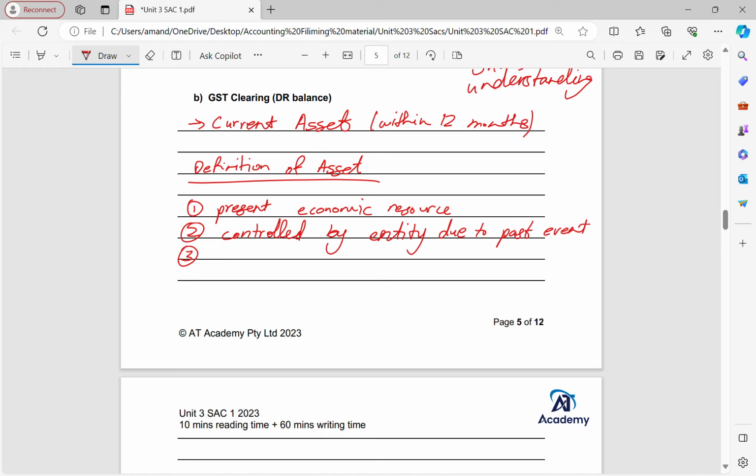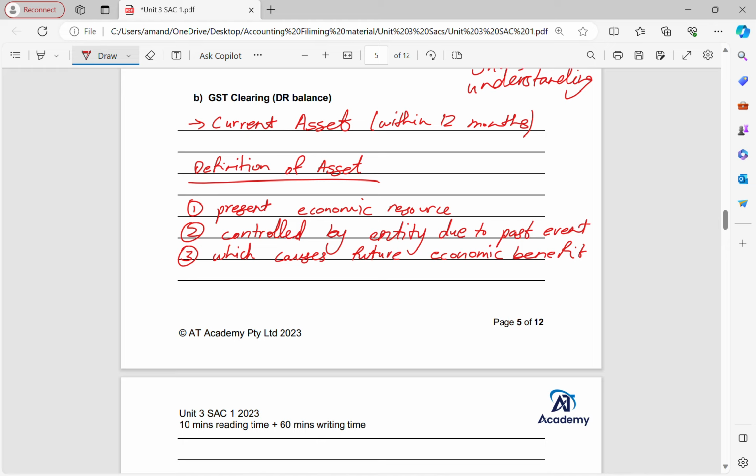As a result of some past event, which causes future economic benefit to the business, or to the entity. So these are three things you want to tick off. And here obviously it's within 12 months because it's a current asset.